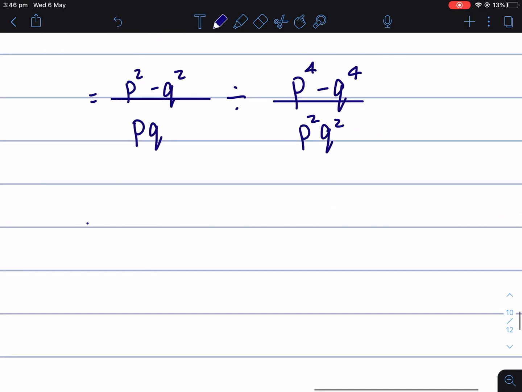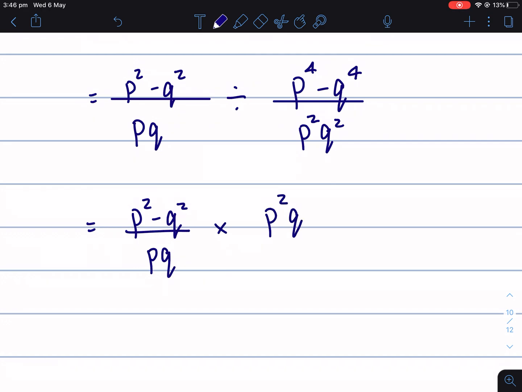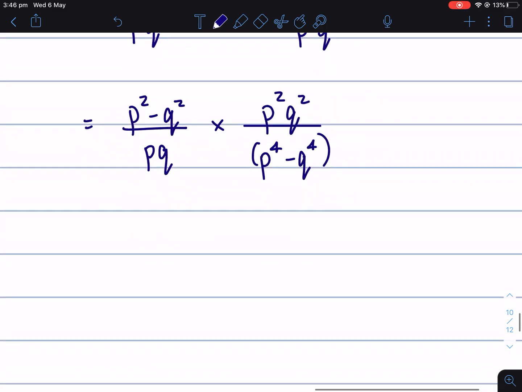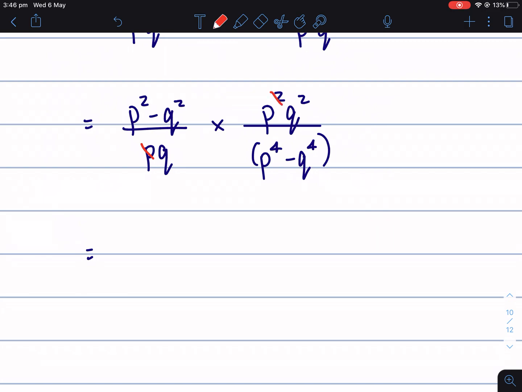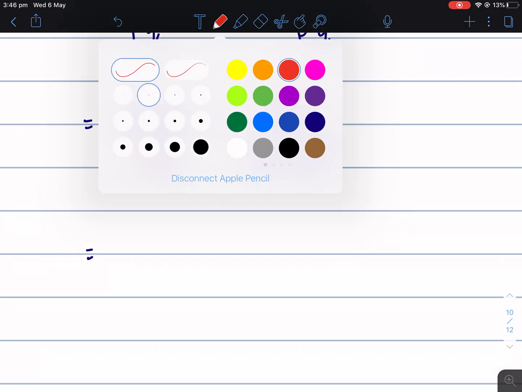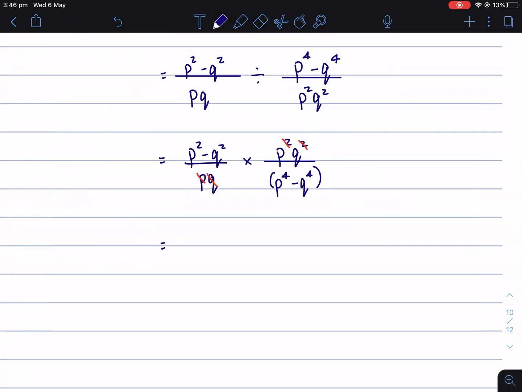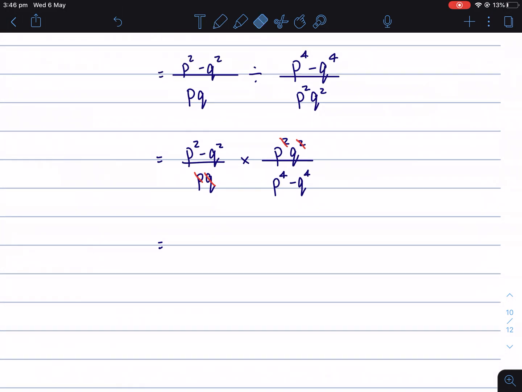Dividing by a fraction, we need to times by its reciprocal. So it's KFC, key flip change. P squared minus Q squared over PQ times P squared Q squared over P to the 4 minus Q to the 4. So we're going to be able to simplify P and Q. But with the rest, we're going to have to do some factorising before we can cancel out.